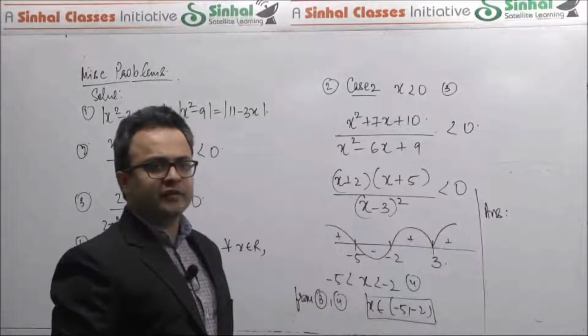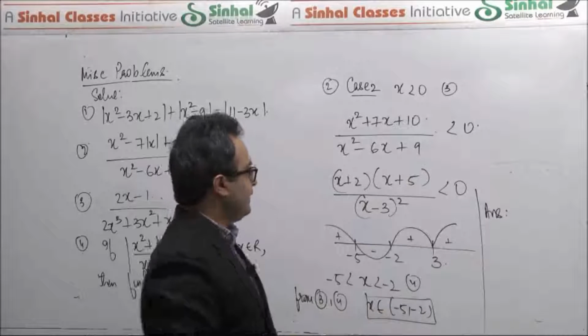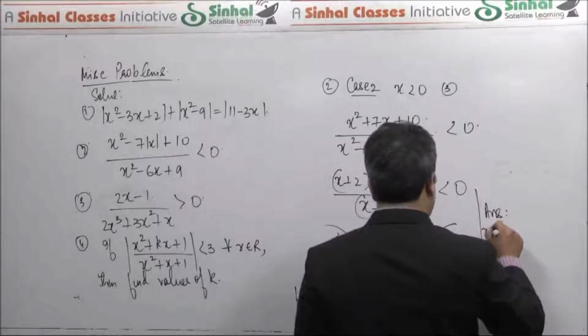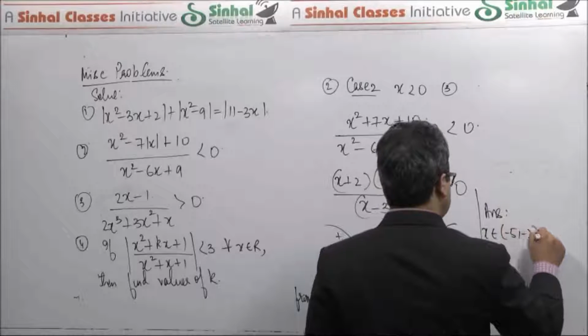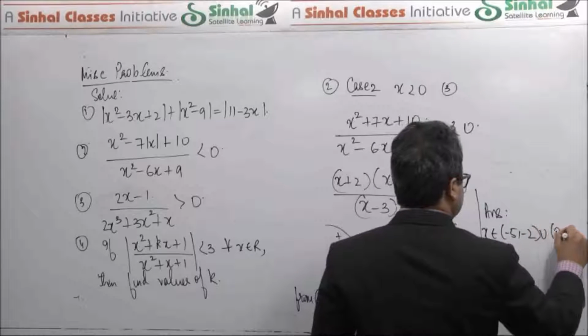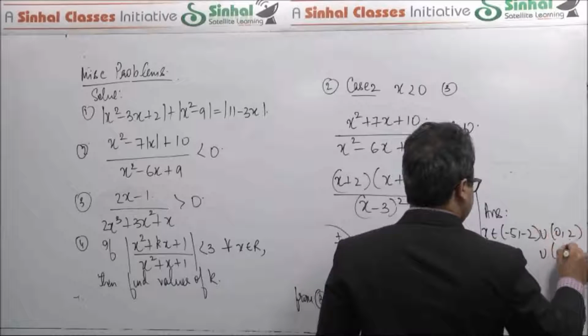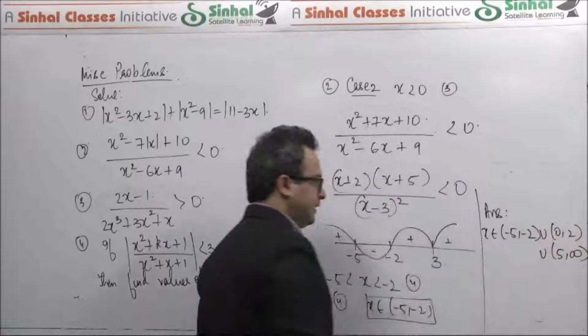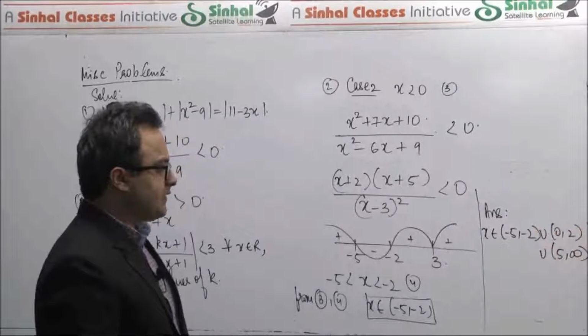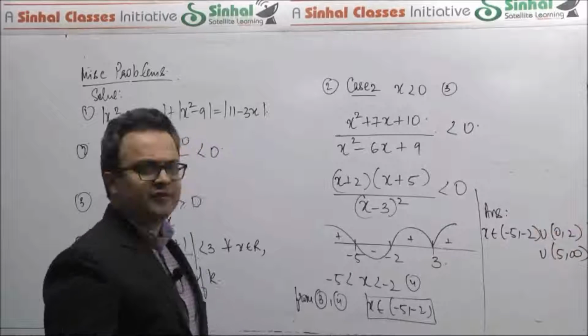So if we take a union of the solution sets of both the cases, I'll get x as belonging to -5 to -2 union 0 to 2 union 5 to infinity. So that will be my complete solution set.